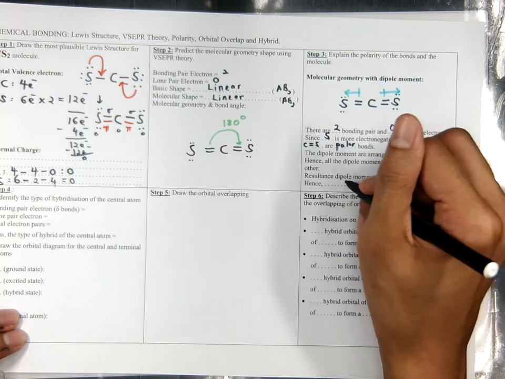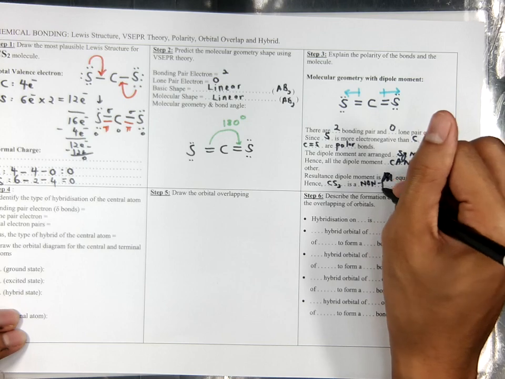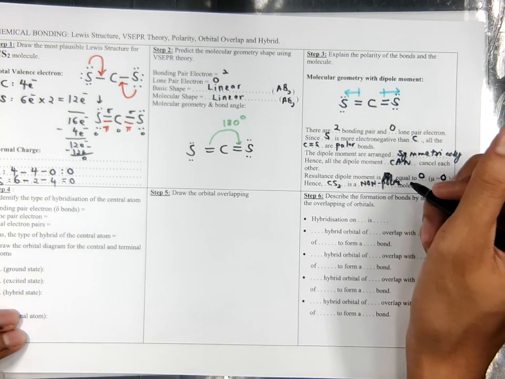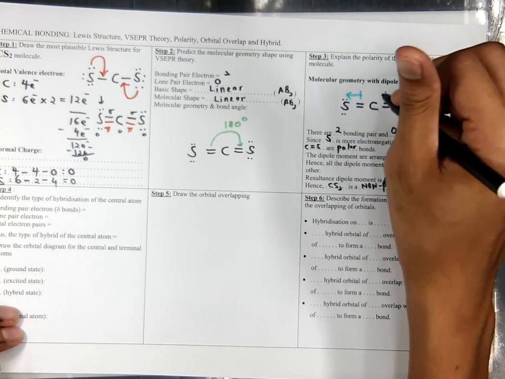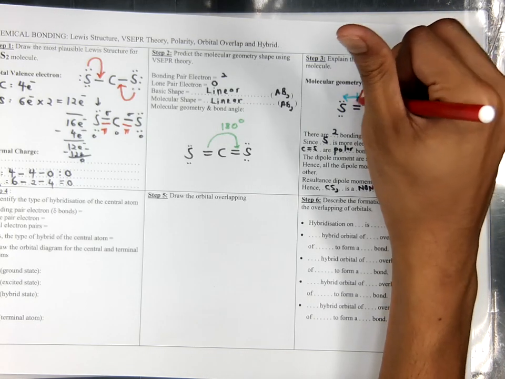Hence, CS2 is a non-polar molecule, because this one can cancel out, and this one can cancel out.